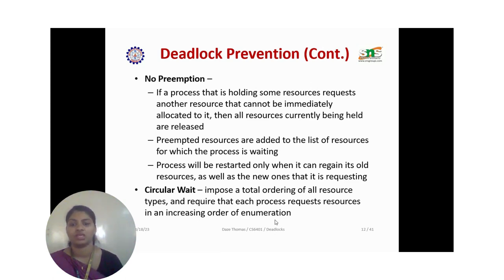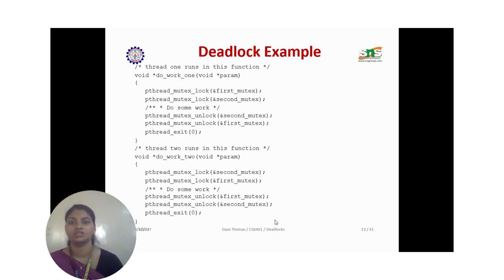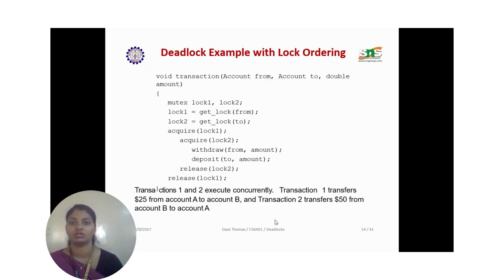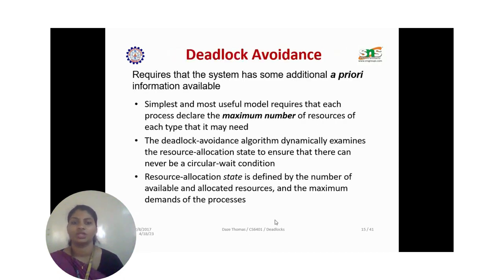And in the case of circular wait, impose a total ordering of all resource types and require that each process requests resources in an increasing order of enumeration. This is an example for deadlock. And this is an example for deadlock with lock ordering.